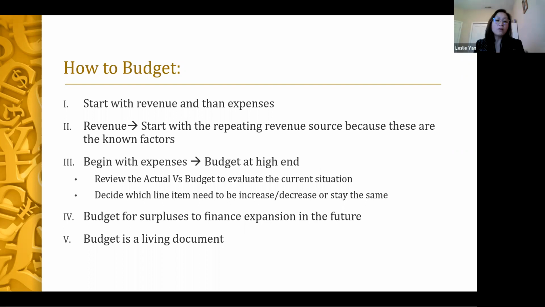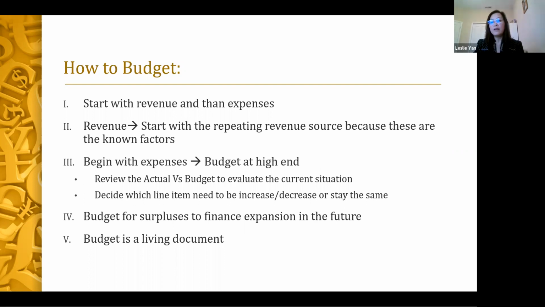I always want to do my budgets to have a surplus. That way I can build up my reserve account, and also I can use the funding for future capital expansions or some unknown event that happens in the next fiscal year that I will have the funding for.